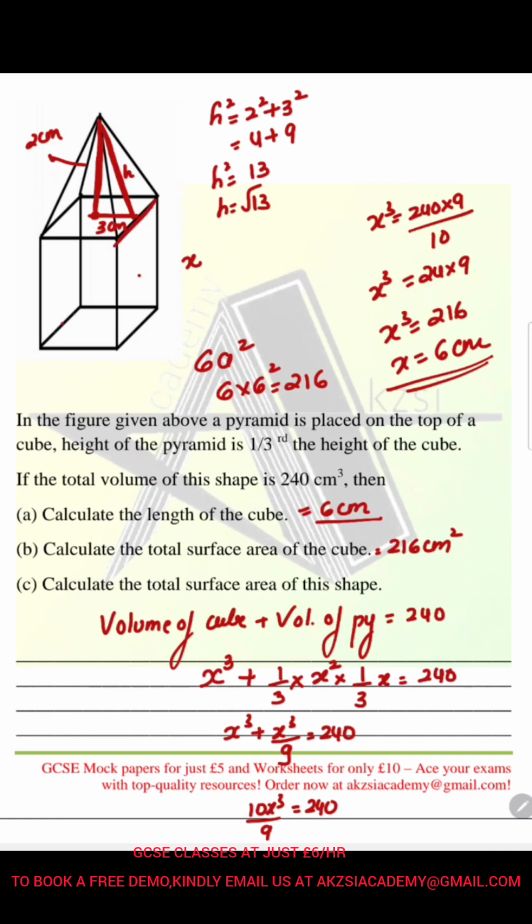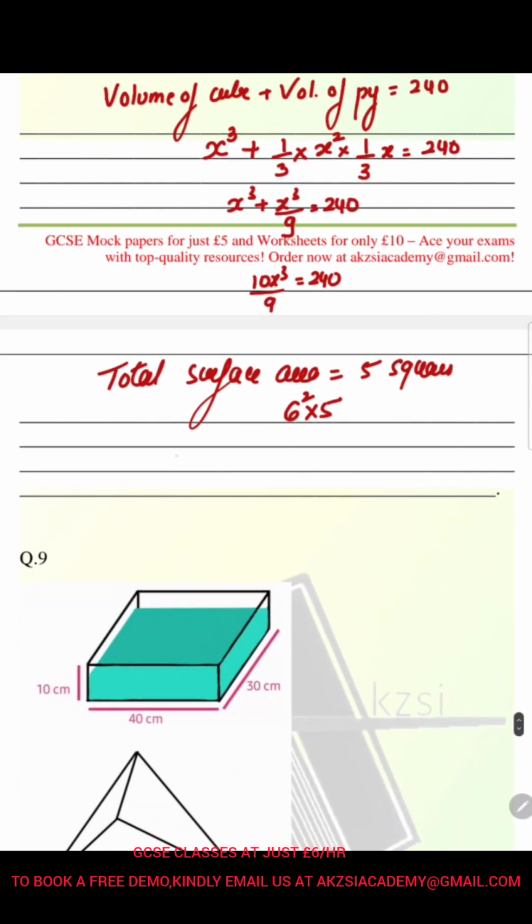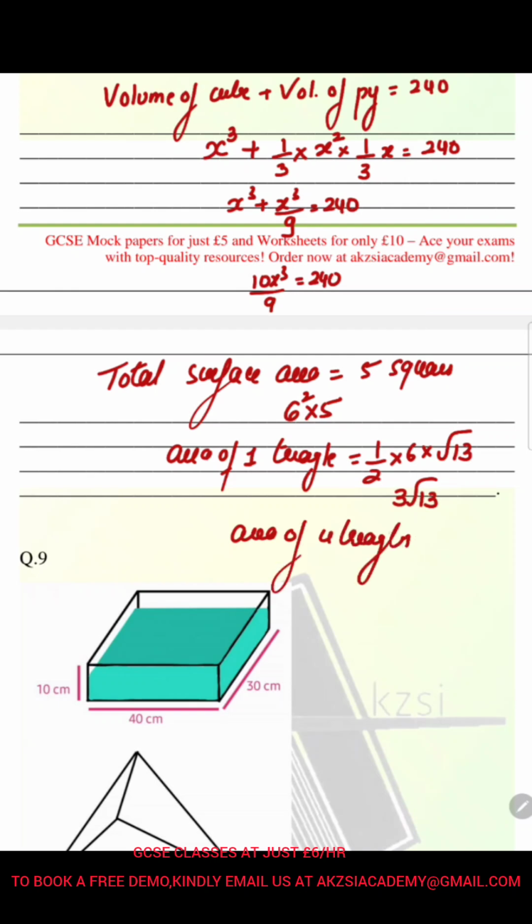So we know the base is 6 and height is root 13. So area of one triangle is half times base, which is 6, times height, which is root 13. So 3 root 13 would be the answer for area of one triangle. Then area of 4 triangles would be 4 times 3 root 13, which is 12 root 13. So total surface area would be now 36 times 5 plus 12 root 13.